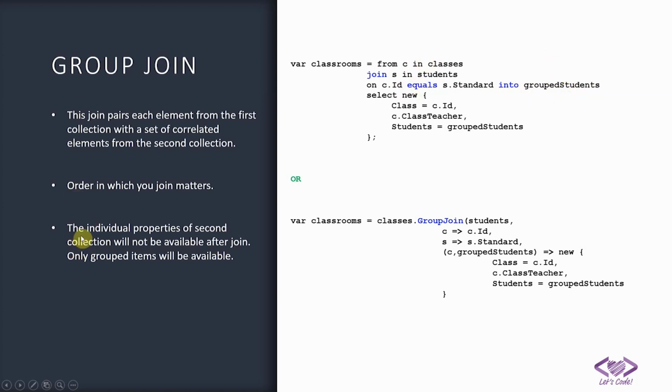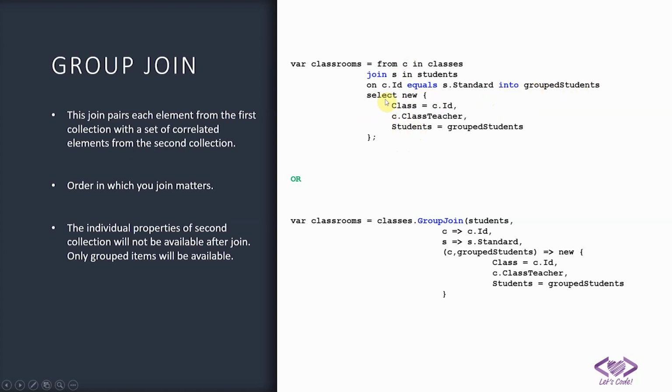One thing which you need to observe is the individual properties of second collection will not be available after join. So that means that inside the select area, that is a select query, you will be able to access C, but you will not be able to access the S. You will be having access only to C and the grouped students.